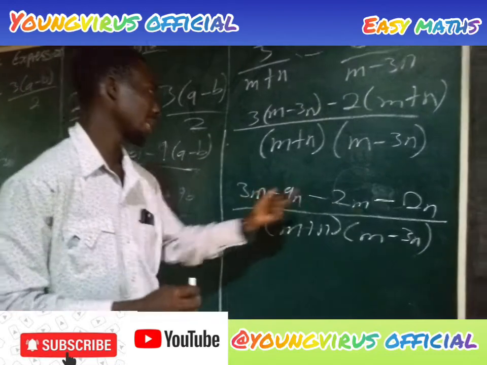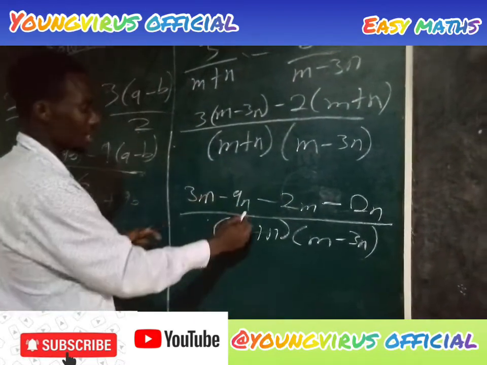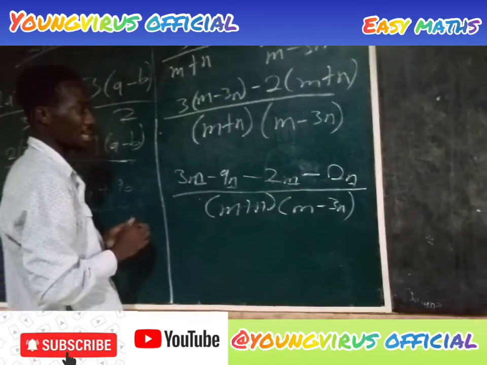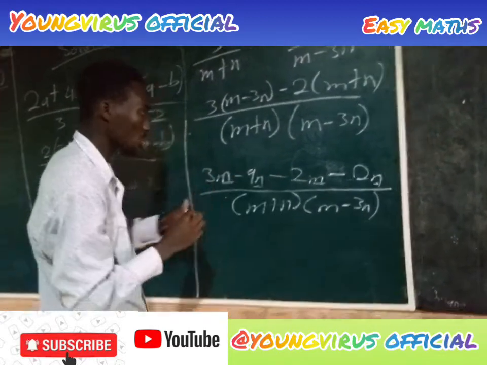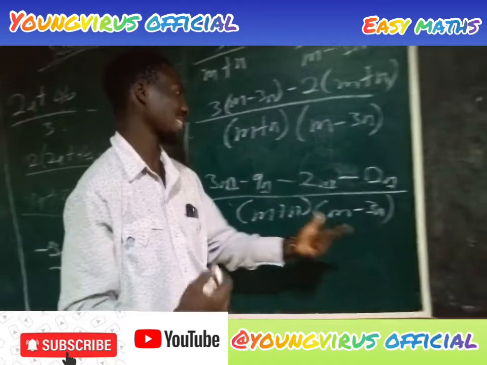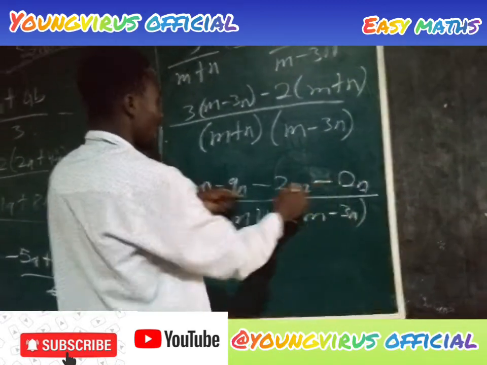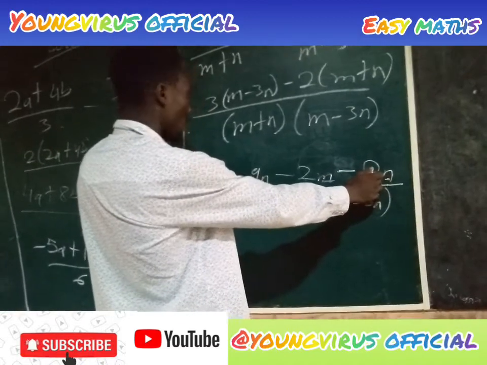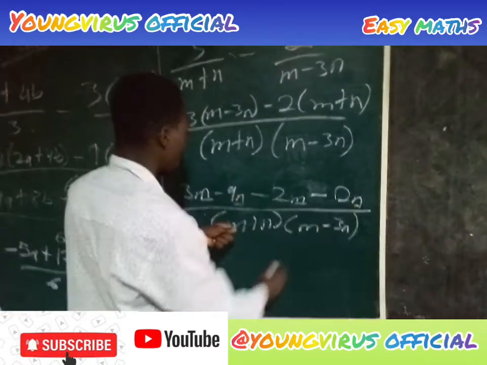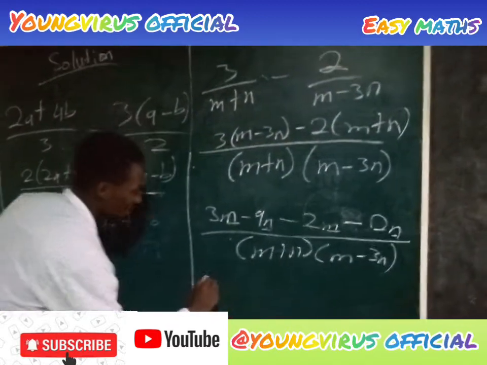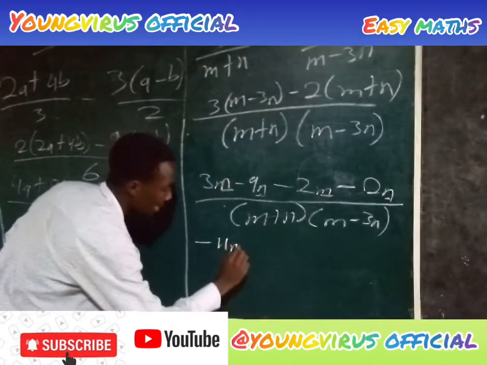See if you can see any like terms. We already know there's n here, there's n here, there's m, there's also m here. So you group the like terms, but you solve straight away. Like I said, these are shortcuts in solving mathematics. So we have negative 9n here, negative 2n here, and they have the same common variable. So negative 9 minus 2 is negative 11n.